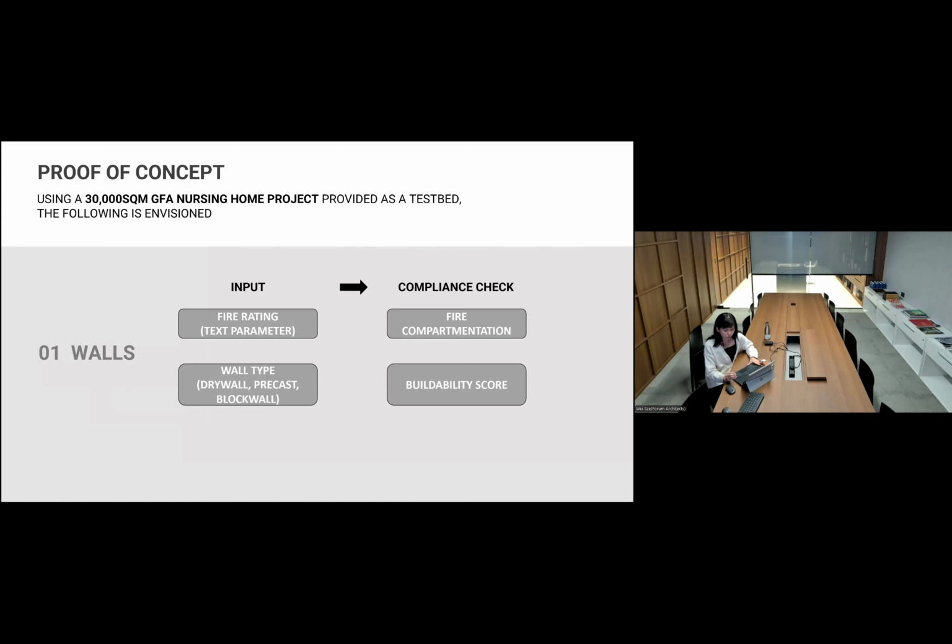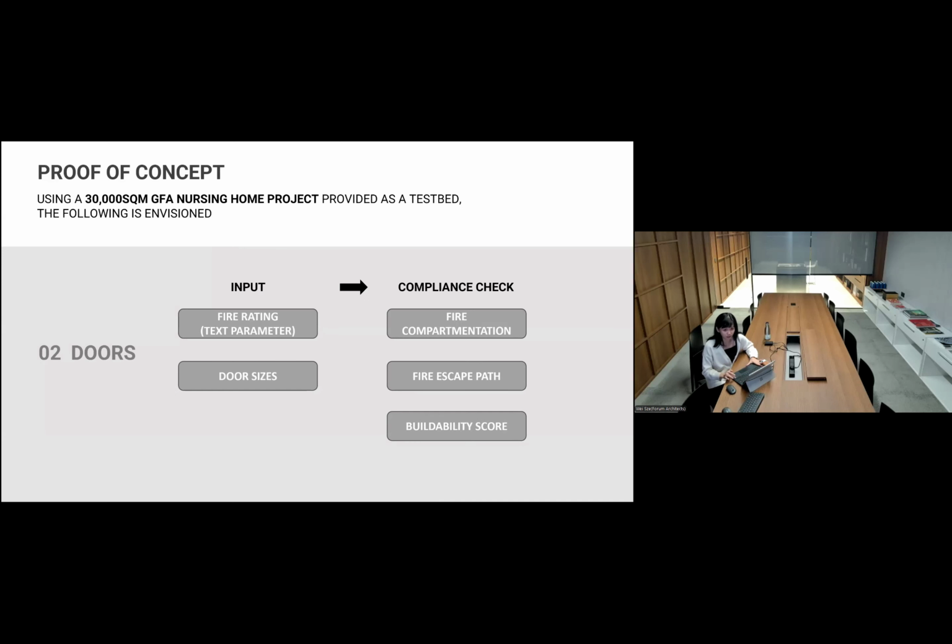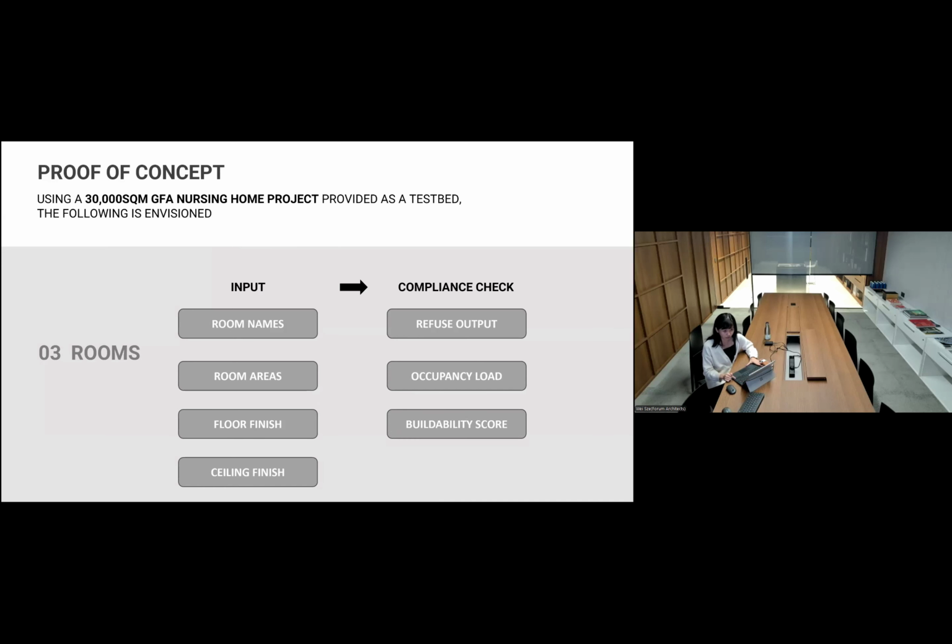So to test this, we will be providing a 30,000 square meter GFA nursing home project as a test bed. The following is envisioned. For walls, the input will be fire rating and wall type, and it should check fire compartmentation and buildability score. For doors, we will input fire rating and door sizes, and it should check fire compartmentation, fire escape, and buildability score.